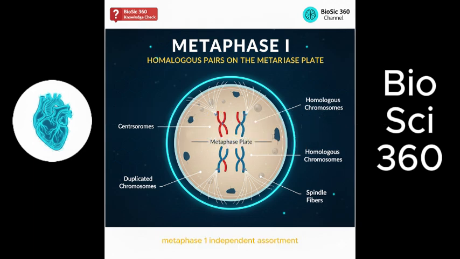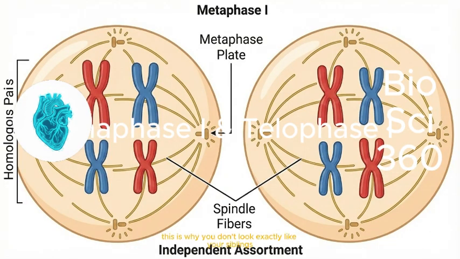Metaphase 1, independent assortment. The homologous pairs, the tetrads, line up at the center. But here's the secret. They line up randomly. The dad chromosome might be on the left for pair number 1, but on the right for pair number 2. This is independent assortment. The math? With 23 pairs, there are 2 to the 23rd, over 8 million different ways they can line up. This is why you don't look exactly like your siblings.